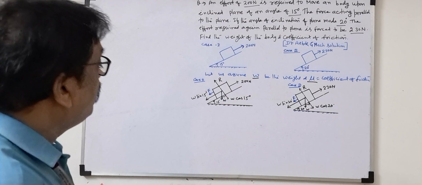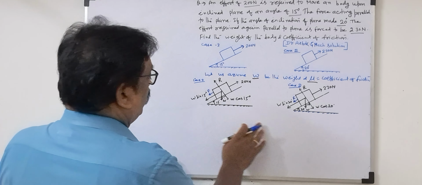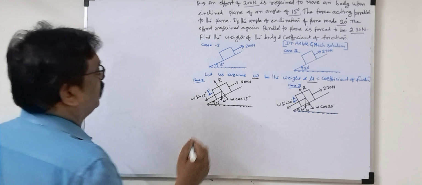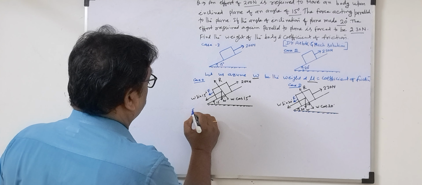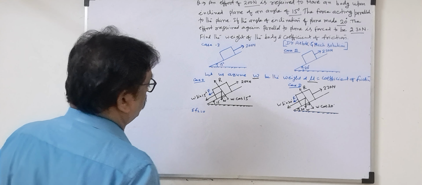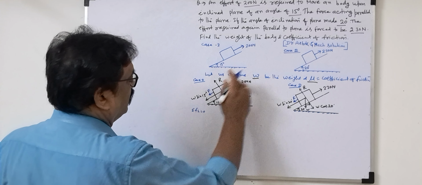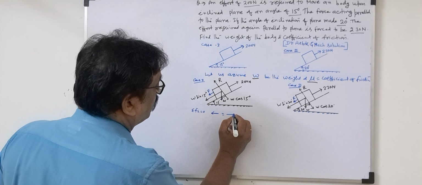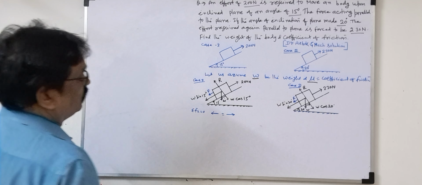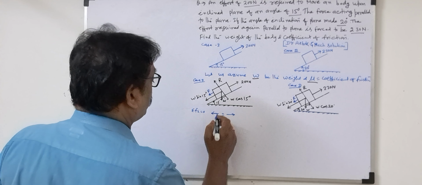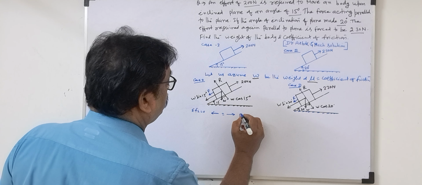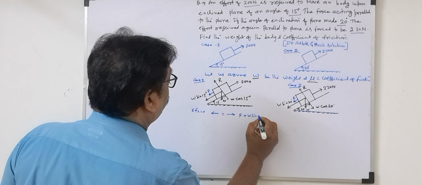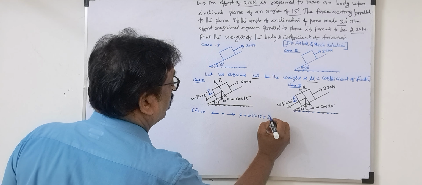Now we know these two. What do we have to do? In both cases, we'll apply the equilibrium equations, then solve for W and mu. See here, case 1. The first equilibrium equation is sigma H equal to 0, that means along the body. Leftward force equals rightward force. What is this force here? F plus W sine 15 degree equal to 200.